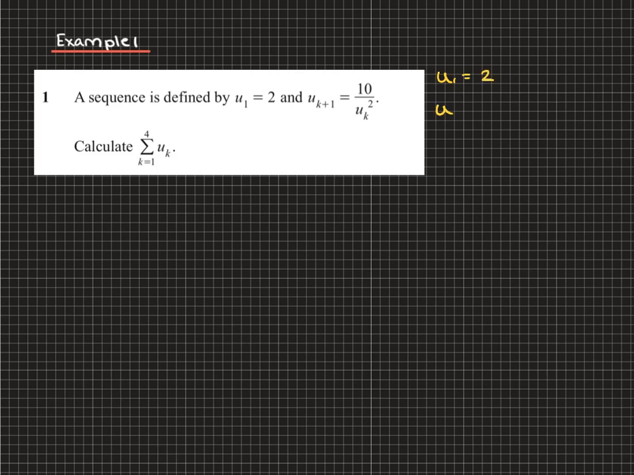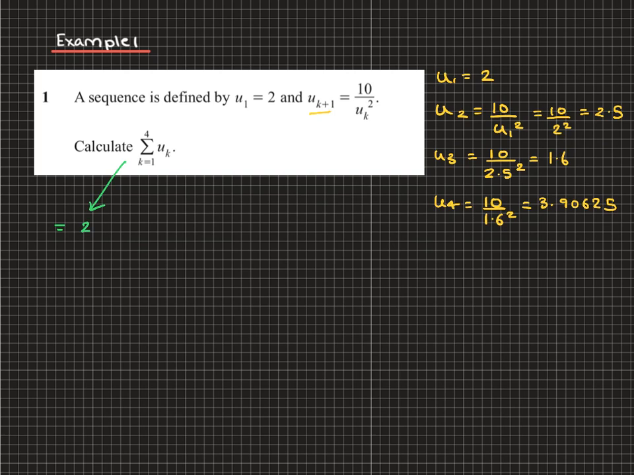The iteration formula tells me that u2, or the next term in this case, would equal 10 divided by the previous term squared. So that's 10 divided by 2 squared, which is 2.5. u3 will then equal 10 divided by 2.5 squared, which comes to a value of 1.6. And then u4 is equal to 10 divided by 1.6 squared, which equals 3.90625. Now, to then calculate the sum of these terms, we simply add together 2, 2.5, 1.6, and 3.90625.